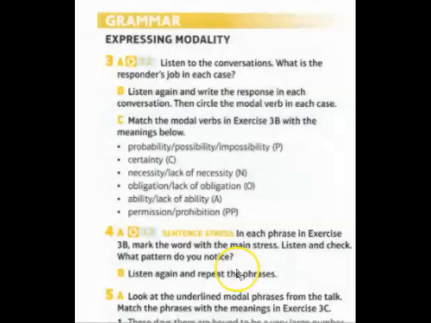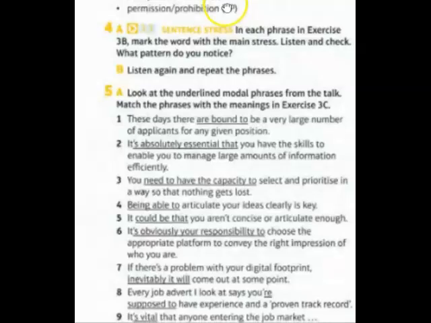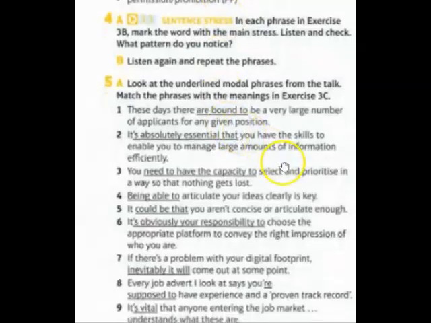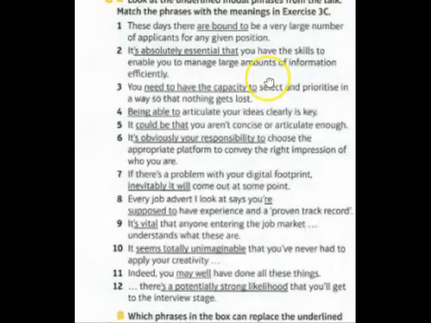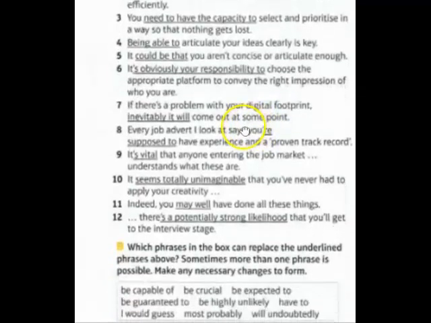So this exercise comes from Speak Out Advanced, and as you can see, it's about expressing modality. The first task is they're matching these kinds of meanings to modal verbs, and then they apply the same to different expressions. If we look through these, we've got things like are bound to, absolutely essential, used to have the capacity, being able to, obviously you're responsible to, etc.